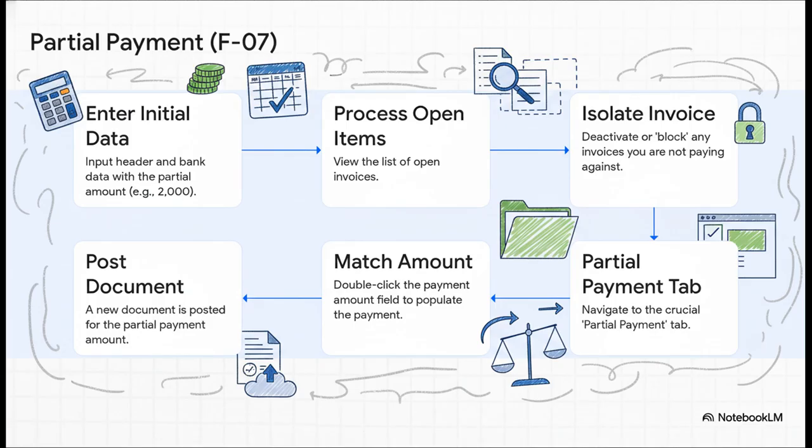Instead of the standard screen, you need to look for a tab that's labeled Partial Payment. Once you click on that tab, you just select the invoice you're paying against, double-click in the payment field, and SAP will apply that $2,000.